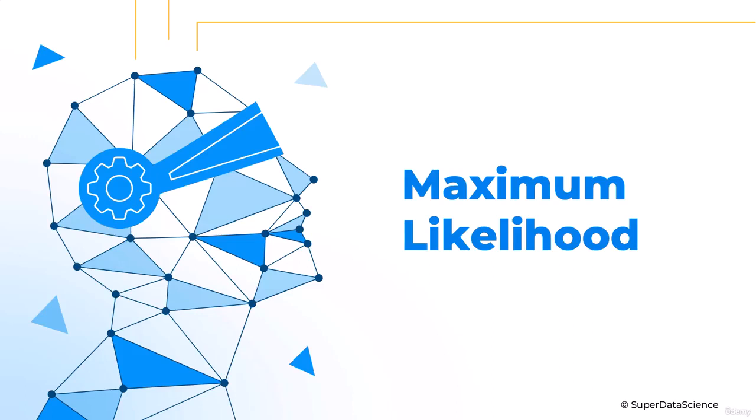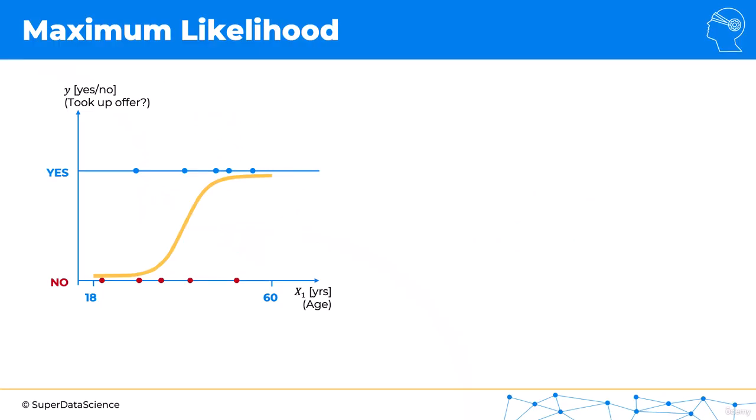Today we're talking about maximum likelihood. So we have this curve that's fitting our data. It's great, but how do we know that this is the best curve that can fit our data? Just like with linear regression, there could be multiple curves of this shape that could fit our data. So how do we find out which one is the best one?